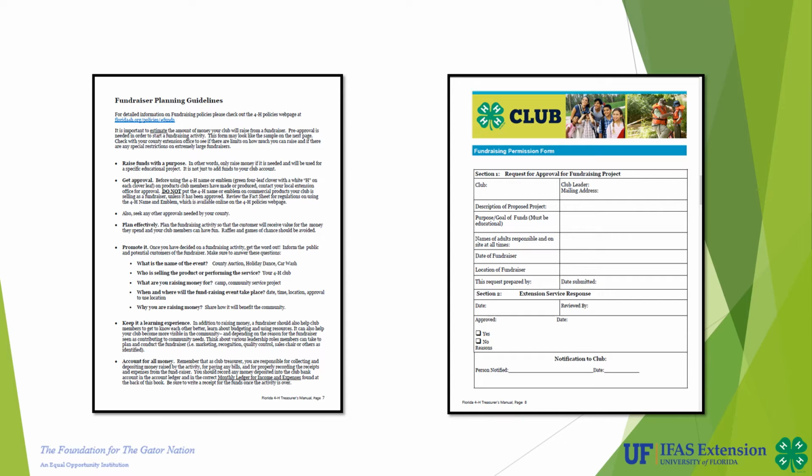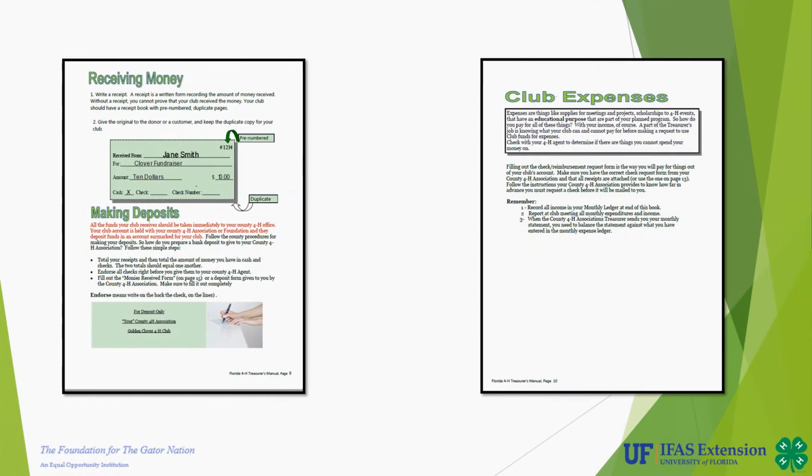It needs to be some type of educational event. Also, the name of the adults responsible for the fundraiser who will be there on site when it actually takes place. The date and location of the fundraiser and who is making the request. Once the 4-H agent receives this fundraising permission form, they will either approve or deny the fundraiser and notify you of the results. On page 9, you will learn about receiving money.